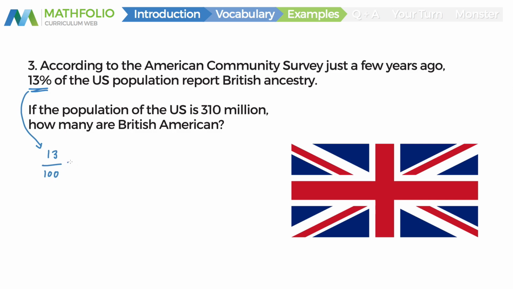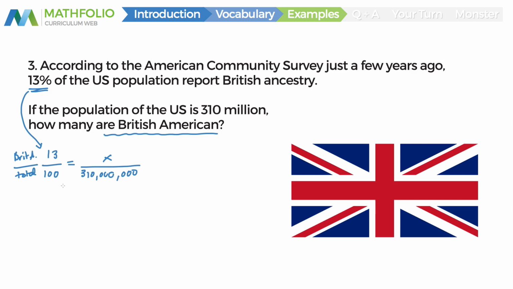Now, we set up a proportion by letting that equal. So this is the British ancestry, and this is the total. So we're setting up our key on the side. 13 out of every 100 report British ancestry. Now, we want to know how many for real are British American out of a total of 310 million. So 310 million goes as our denominator, and the number we're trying to find goes on top.